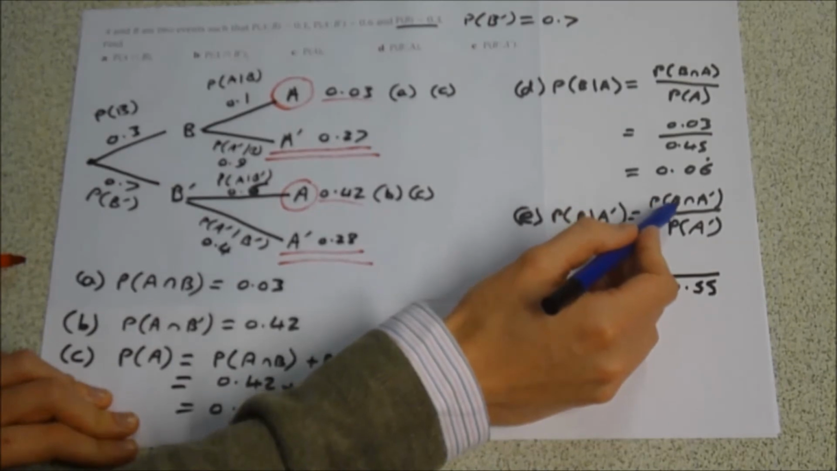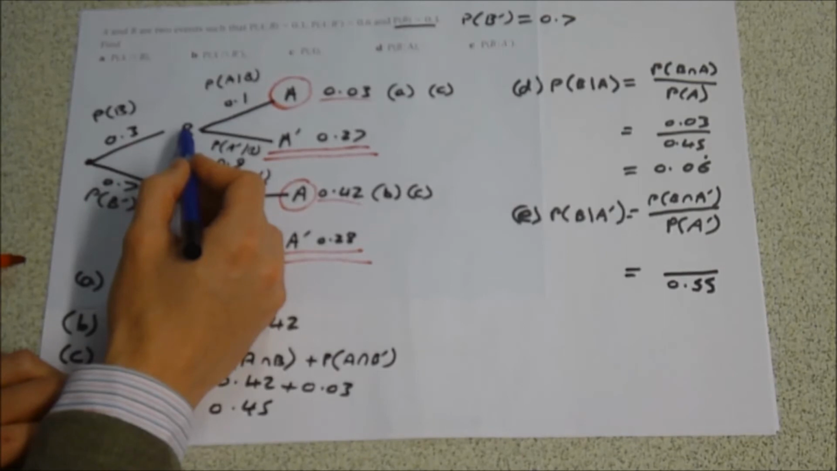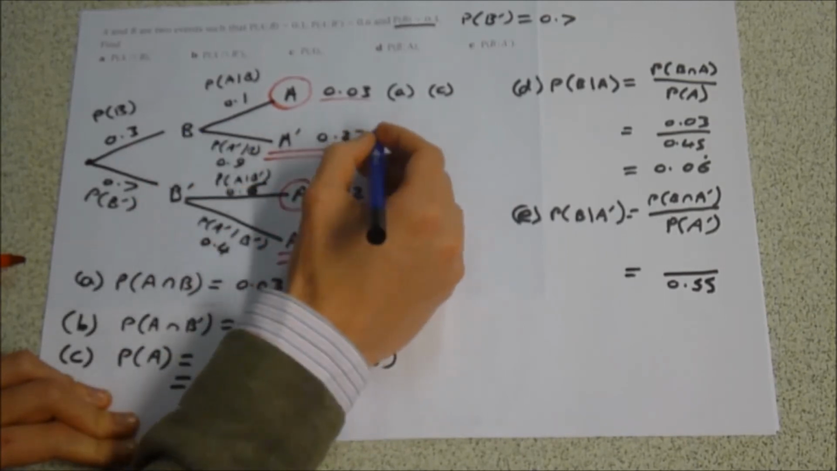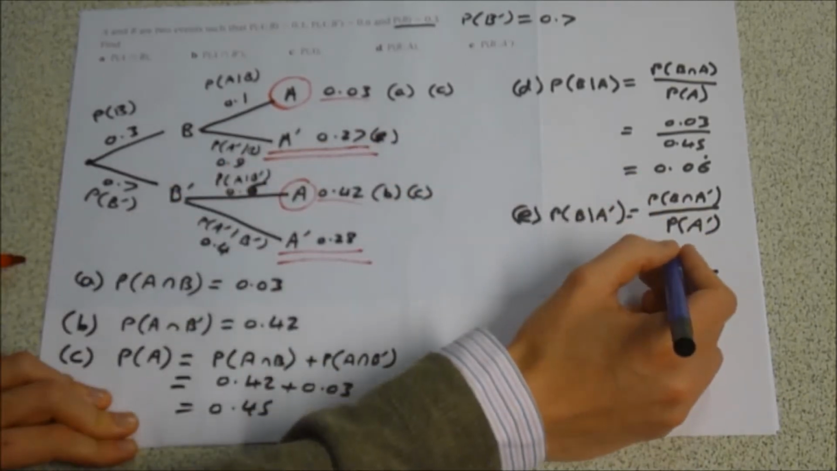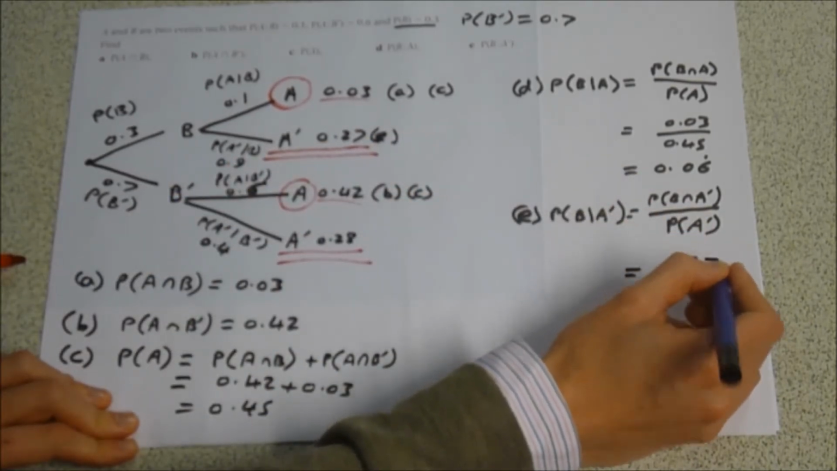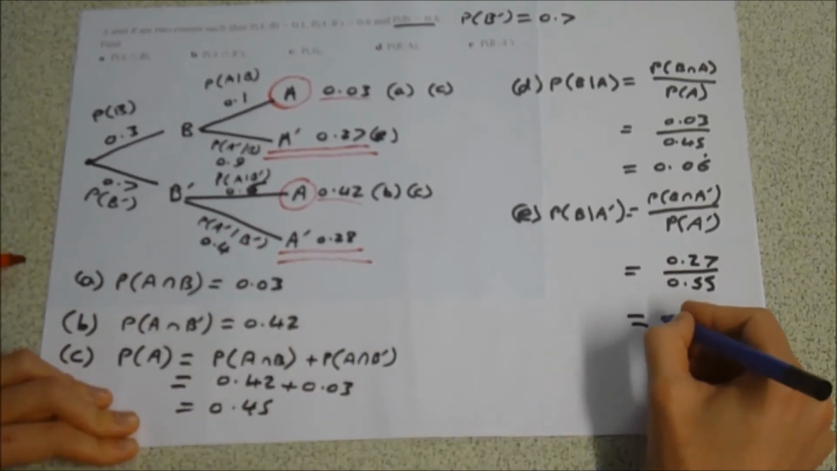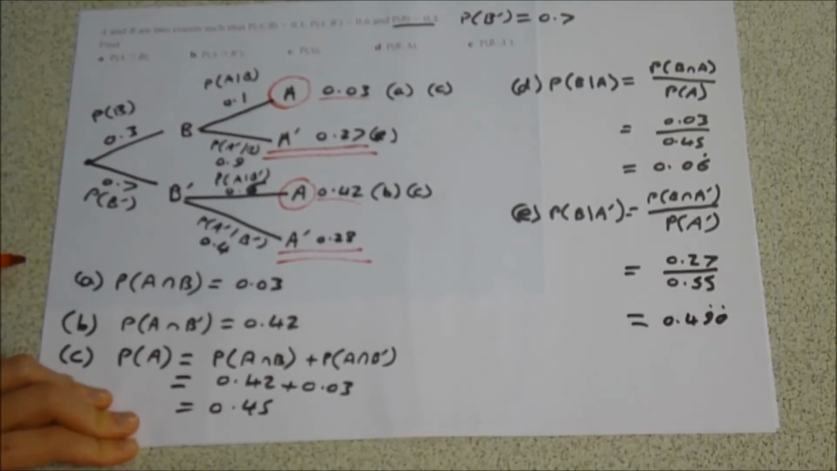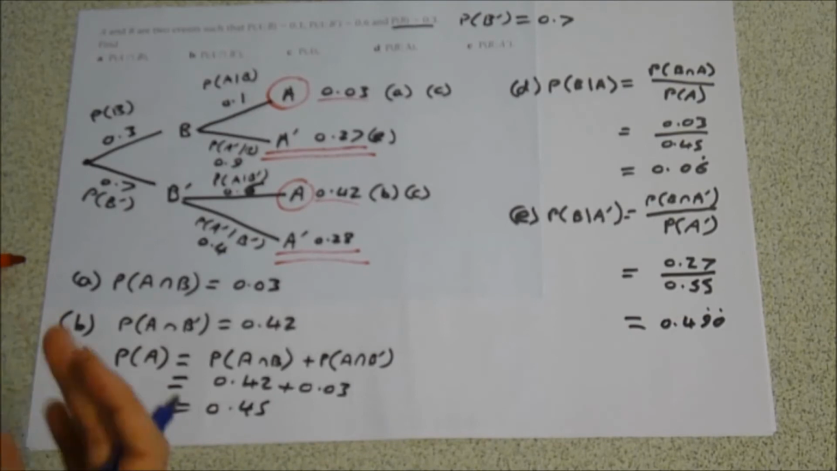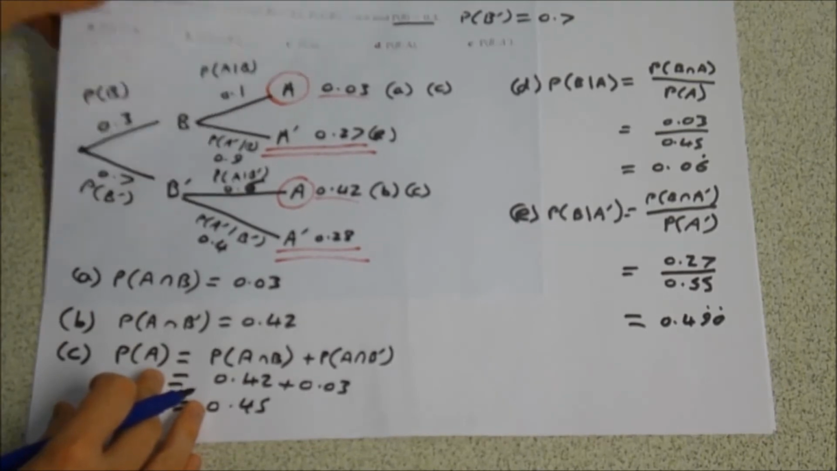The probability of B happening and A not happening, where does that happen? B happening is up here, A not happening is there. So it's this one here. This is what we want for part E's numerator. So that is going to be 0.27. And if we do that sum, that gives me a value of 0.490 recurring. So that's 0.4909999 and so on. Alright, so that's how you do it with a tree diagram, but it's not the only way you can do it.